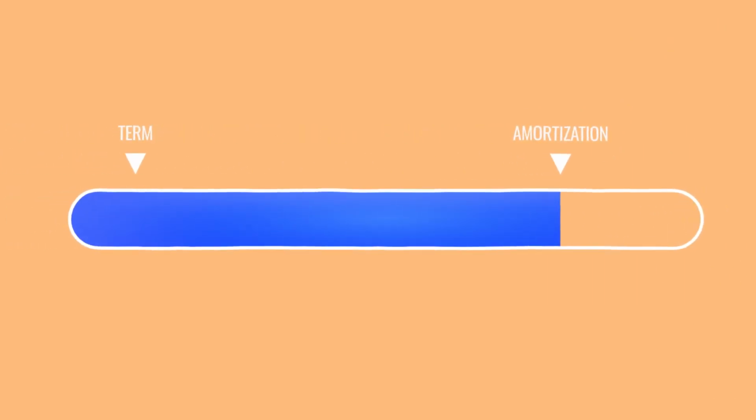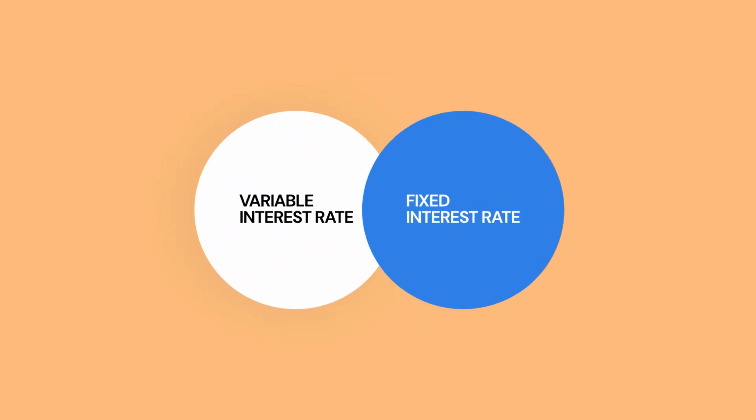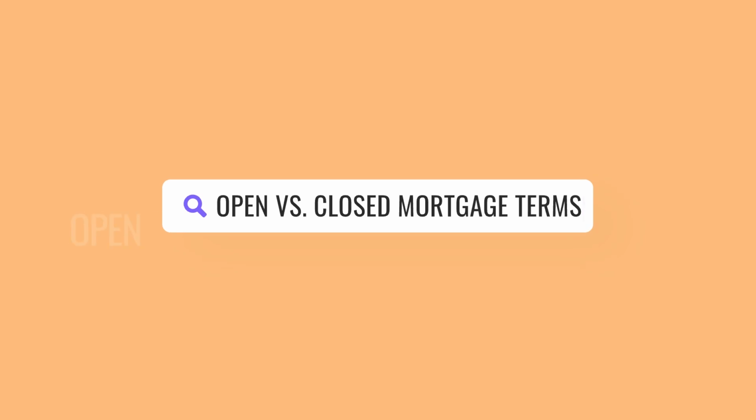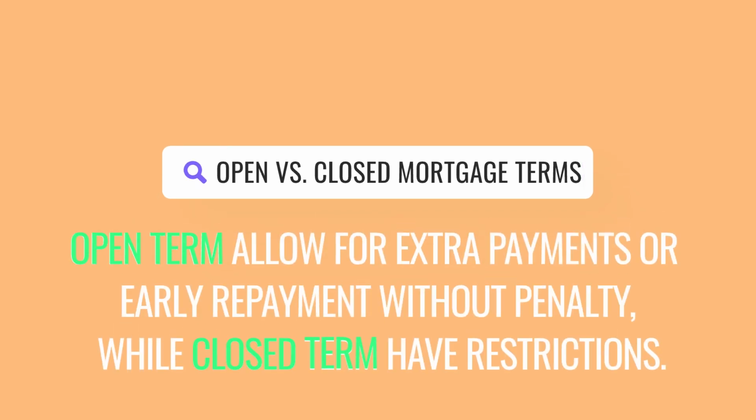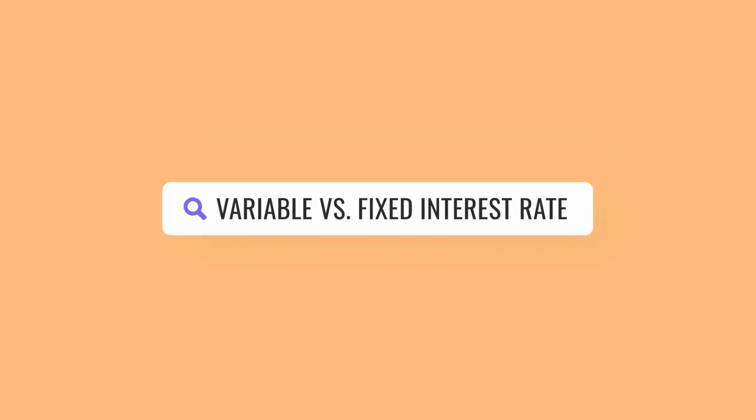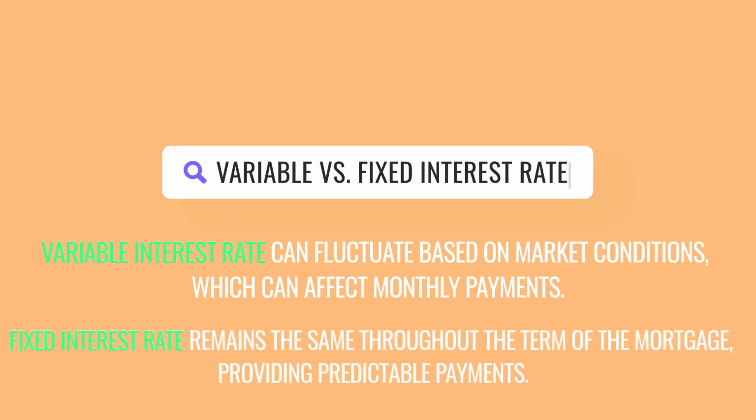When choosing an interest rate within the term, there are several options. Your clients will need to select between an open or closed mortgage and decide on a variable or fixed interest rate. Open versus closed mortgage terms. Open terms allow for extra payments or early repayment without penalty, while closed terms have restrictions. Variable versus fixed interest rate. A variable interest rate can fluctuate based on market conditions, which can affect monthly payments. A fixed interest rate remains the same throughout the term of the mortgage, providing predictable payments.